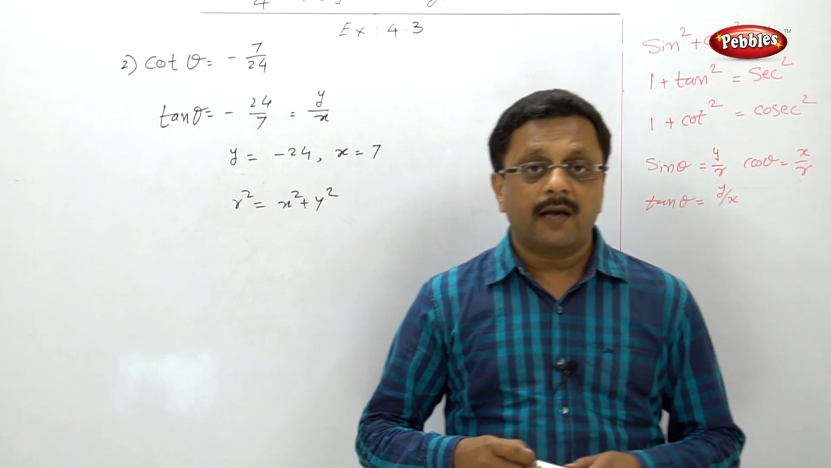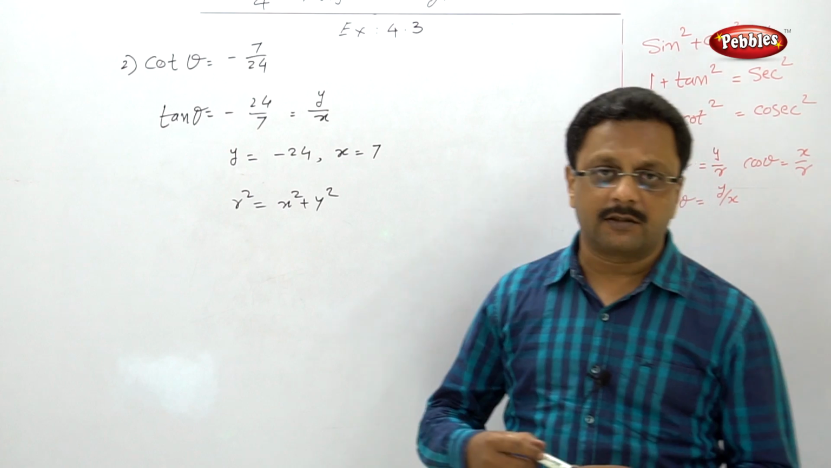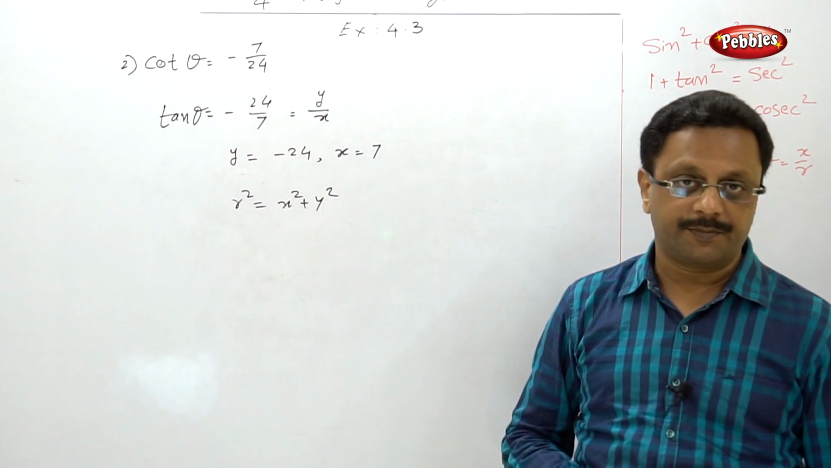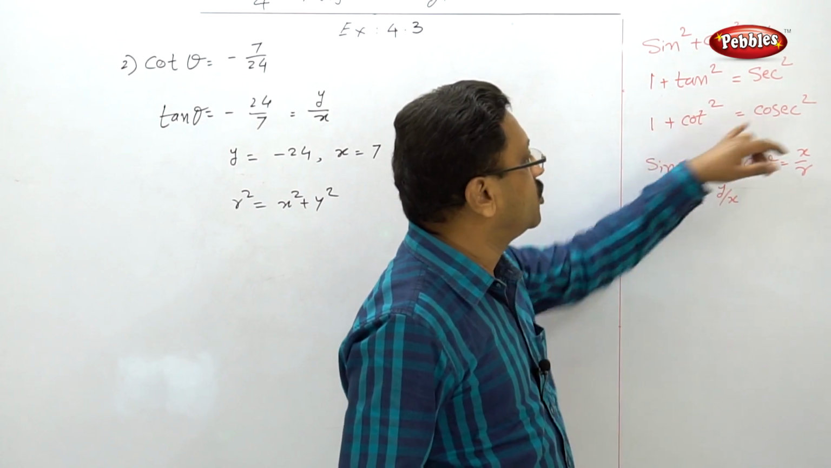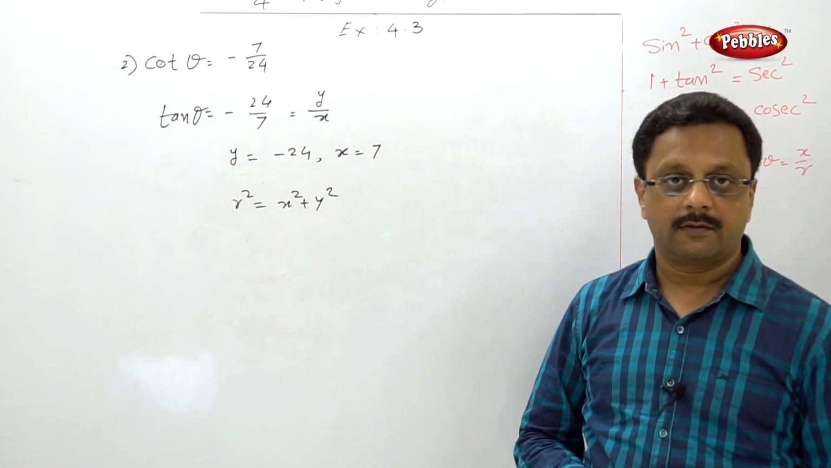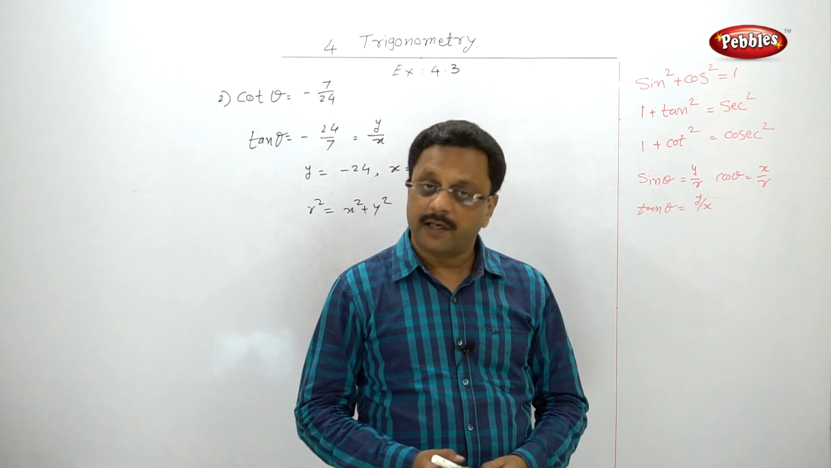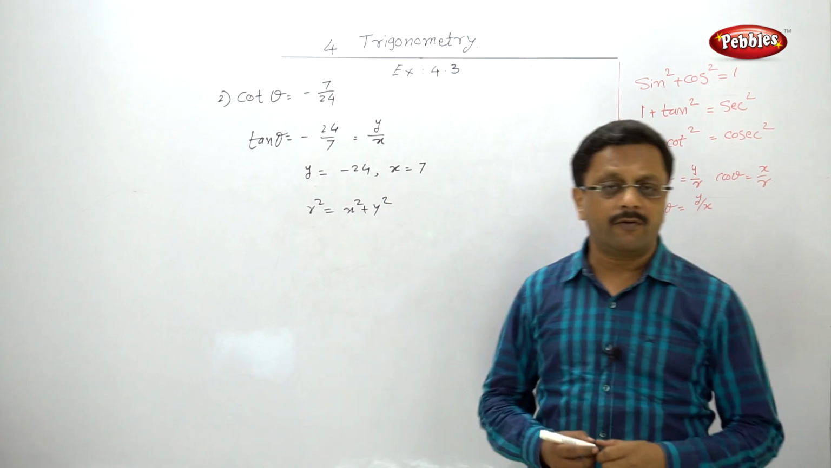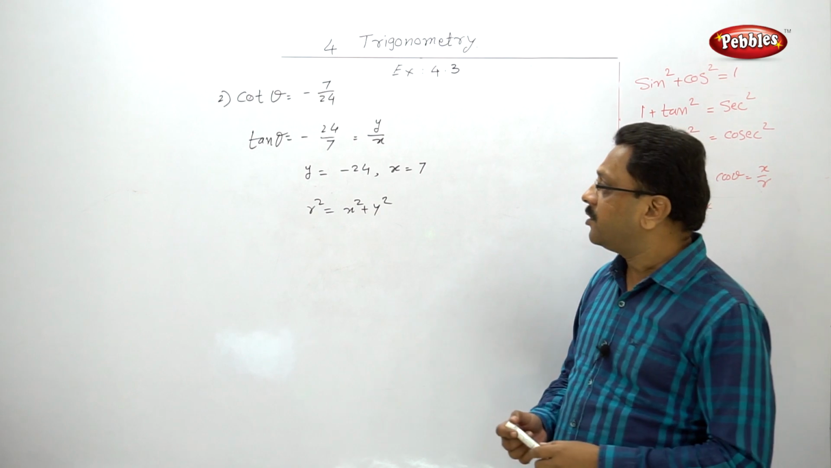Now why have I not used the identities here? Because they have not asked us to use the identities. So I am using this straightforward method. Even if you use the identity, 1 plus cot square is equal to cosec square, you can try that. Correct? That means from here you will get the value of cosec, and hence you will get the value of sine.